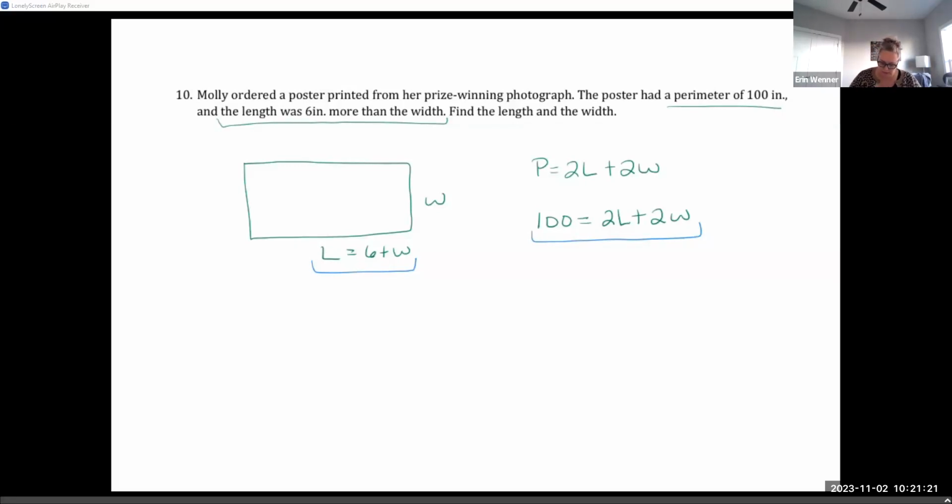Okay, so we know what the length equals. The length is 6 plus W. So we're going to plug that in for L, right? So plugging that in, I'm going to have 100 equals 2 times (6 plus W) plus 2W. Once we plug that in, we're going to distribute like we have been.